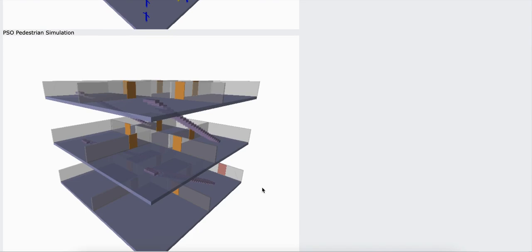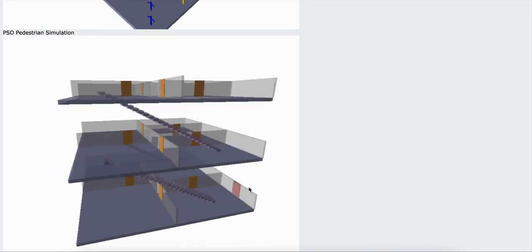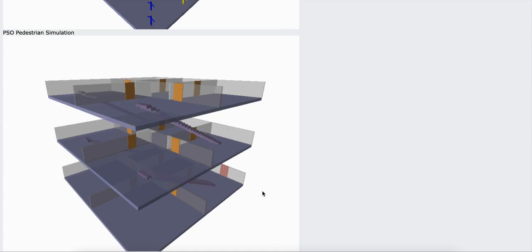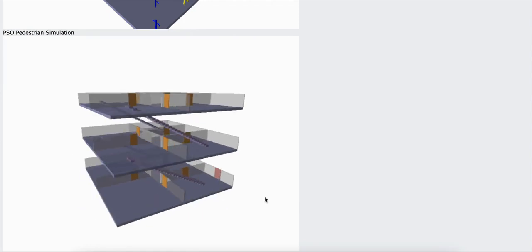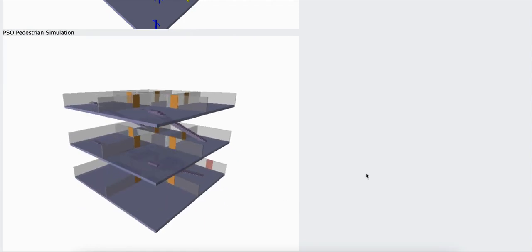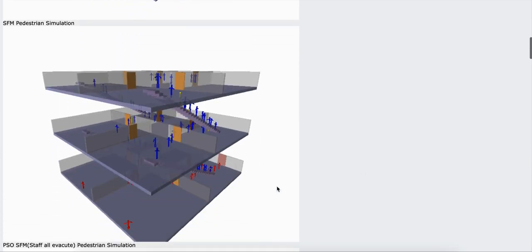PSO, I think this is a very fast algorithm. Just to briefly explain, all of the pedestrians, staff included, are pure PSO agents. That is, they know the shortest path and they just take it and go towards the goal. So this is like the best case scenario, which is usually not possible because pedestrians do not always know the right path. And this is the social forces model.